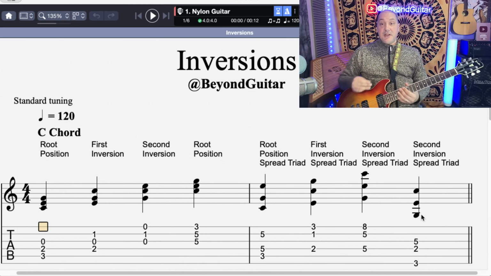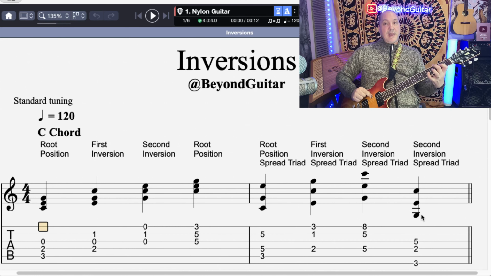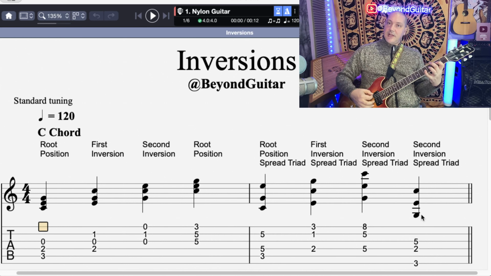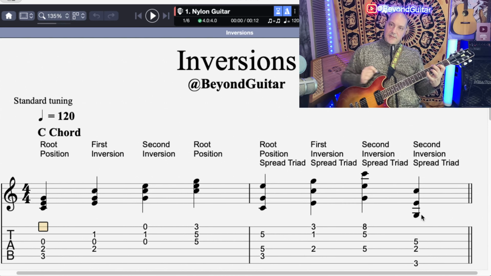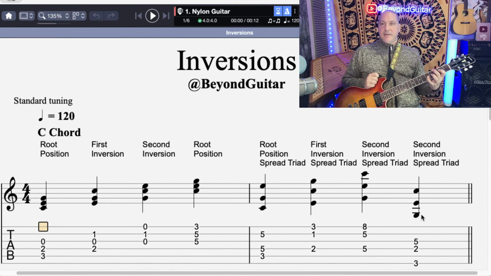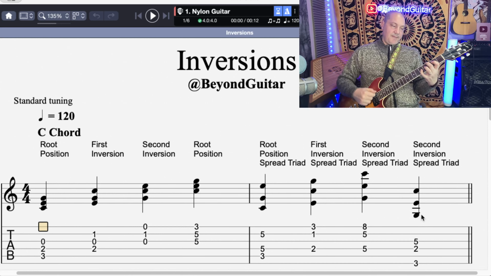Although it is nice to know what's the note at the bottom, because that really affects your ear. When you hear the lowest note, your ear can pick out the lowest note, and that's important. So the note at the bottom kind of determines everything. The note at the bottom is a G, which is the fifth of the chord. Therefore, this is a second inversion chord.